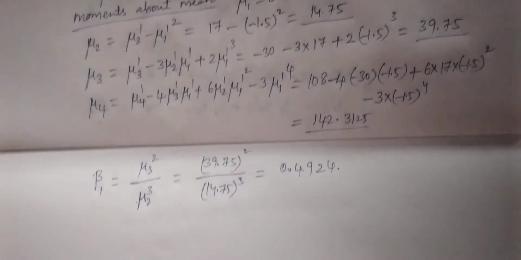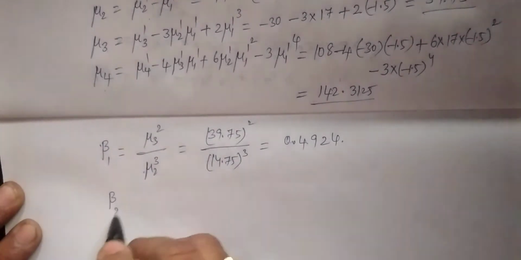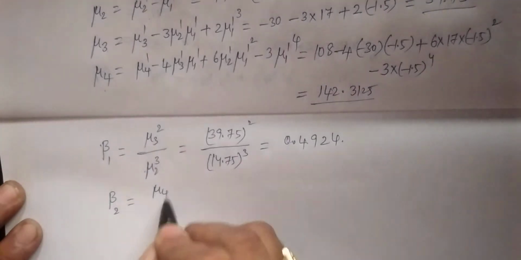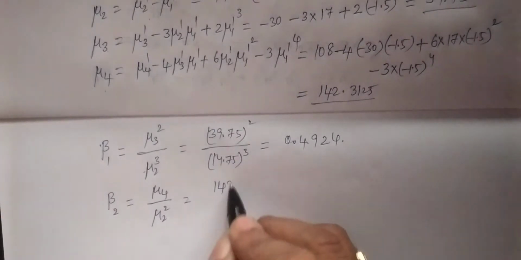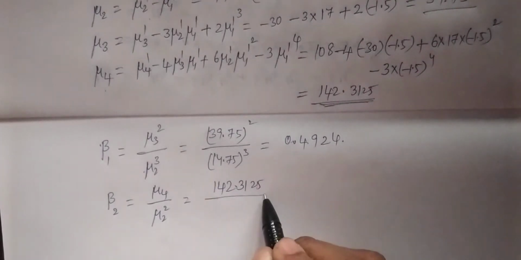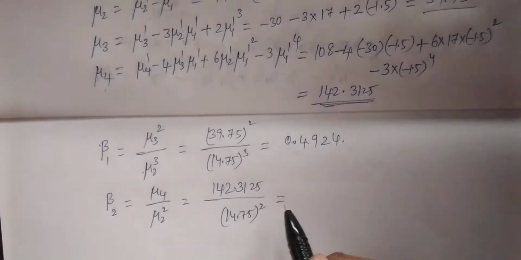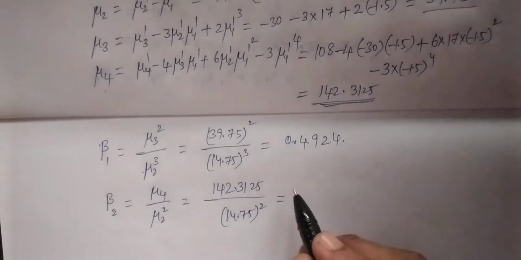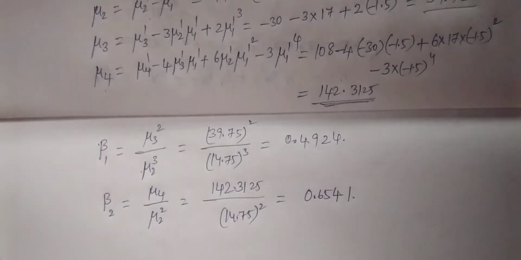Right? And similarly, if you calculate beta 2, it is equivalent to mu4 divided by mu2 square, is equal to mu4, 142.3125, you observe here, divided by mu2 square, mu2 is 14.75 whole square. So if you calculate this, you will get the value 0.6541. This is the value of beta 2. In this fashion, we can calculate beta 2.